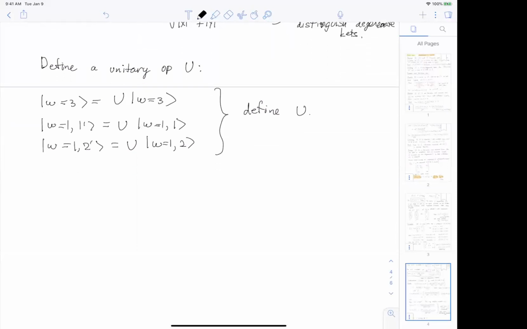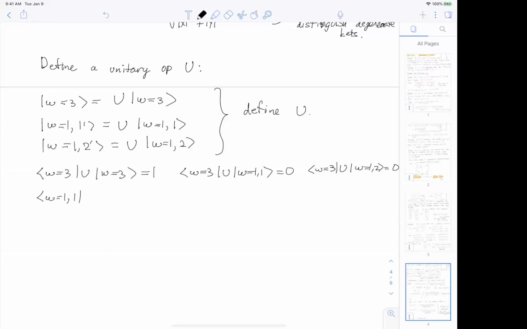Okay. So now you can work out what are all the matrix elements of U. And so, for example, omega equals 3, U omega equals 3 is just 1. Omega equals 3, U omega equals 1, 1 is 0. Omega equals 3, U omega equals 1, 2 is 0. Omega equals 1, label 1 with U omega equals 3 is 0. Omega equals 1, 1, U omega equals 1, 1. This is the first sort of non-trivial one. This is x over the square root of x squared plus y squared. Okay? And you can keep going for all the rest of them.